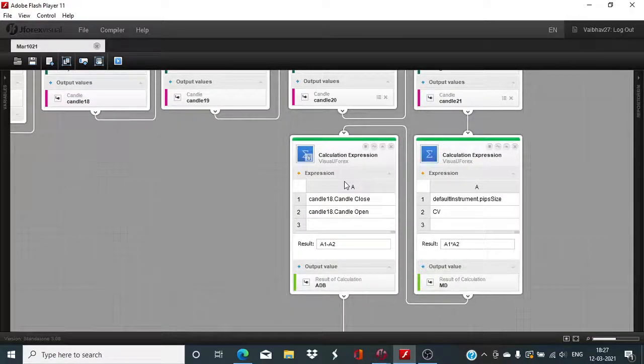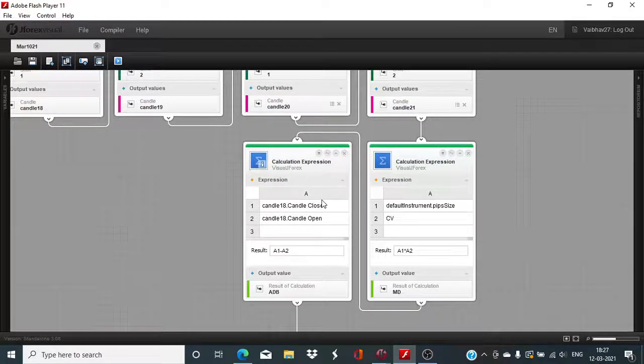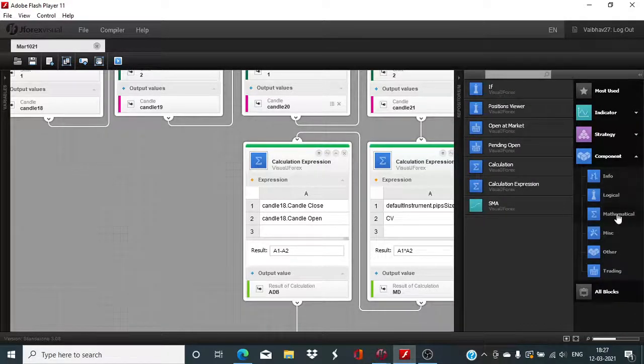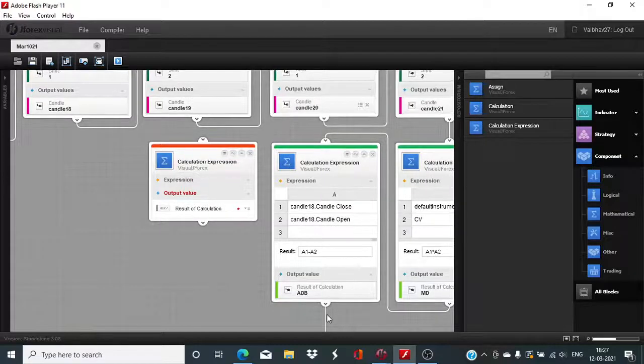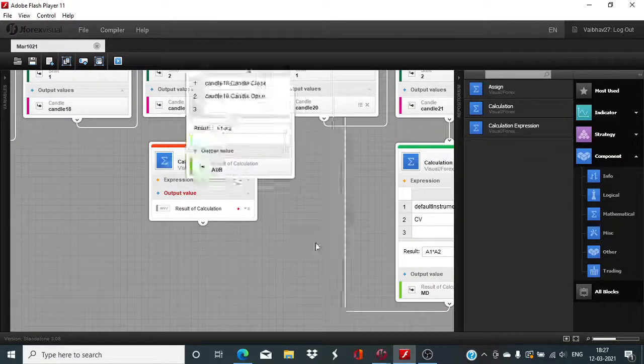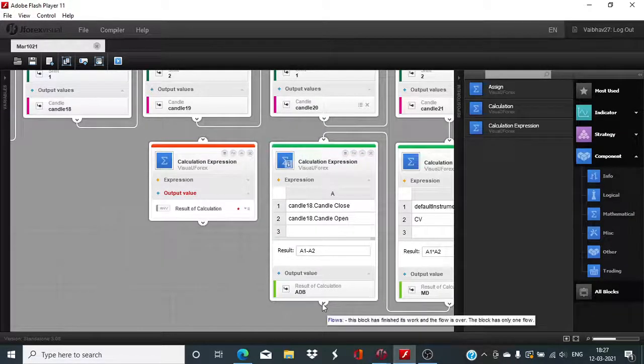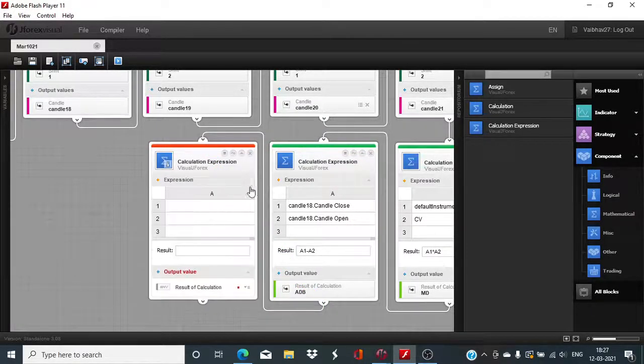First, we will have to add the new calculation expression block and take into consideration the difference between the last hourly closing and the opening price. We need the closing price to be below the opening price. That means the difference or the result of the subtraction of the closing value from the opening value should be more than 7 pips. And for that, let us take one mathematical component. So here it is. I will disconnect the flow here and join it.